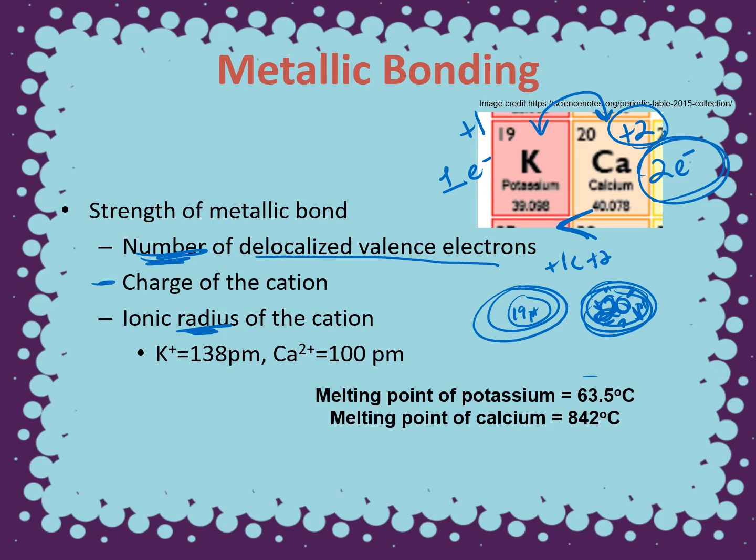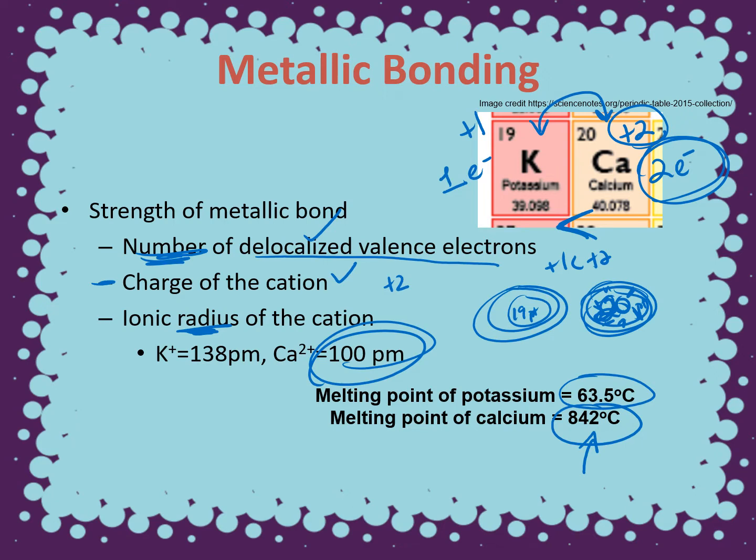So potassium's melting point is 63.5 degrees Celsius. Calcium is, oh my goodness, 842. The reasons are because calcium has more delocalized electrons. It has a greater charge, +2 instead of +1, and it's also a smaller cation than is potassium.